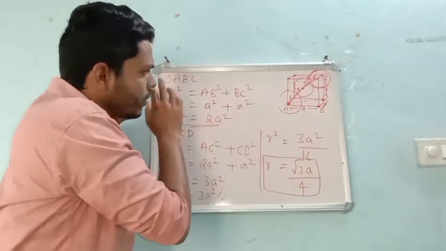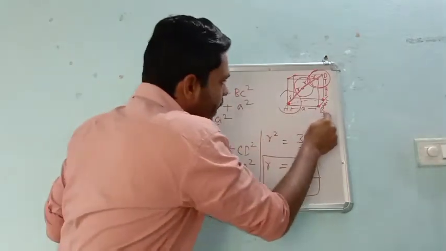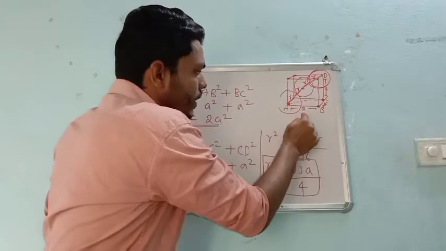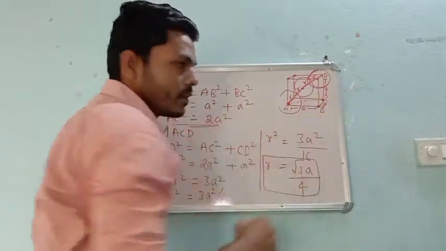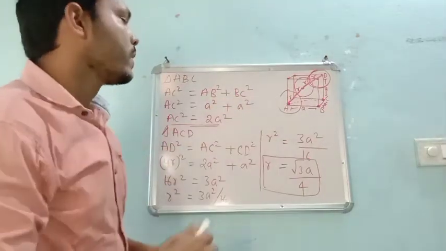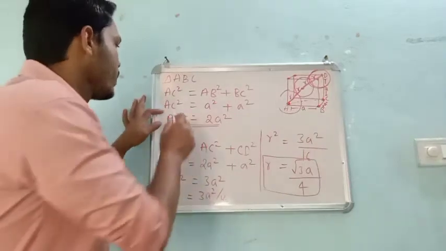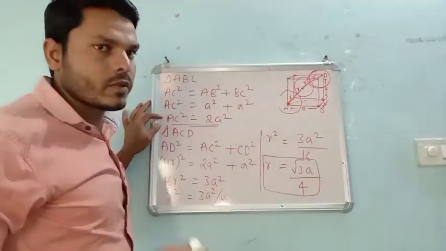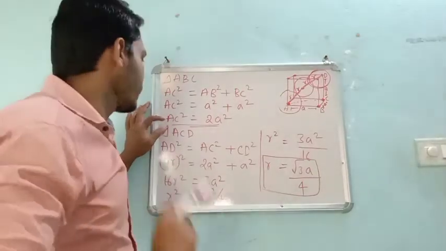So now keep as it is. Now AC square is equal to AB square plus BC square. In between A and B there is an edge length, so thus a square, plus again B to C, again an edge length between two constituent particles, so thus again a square. So now AC square is equal to a square plus a square, which is 2a square. So this is how we got the AC square value.